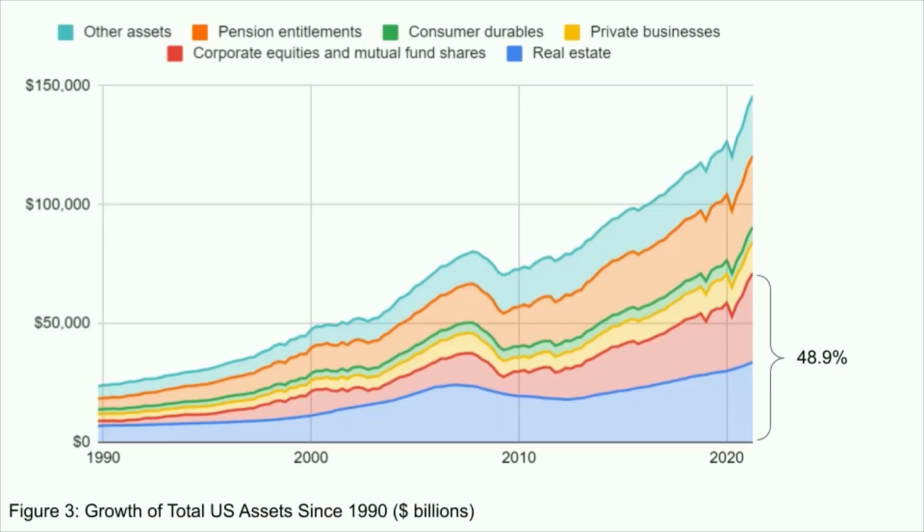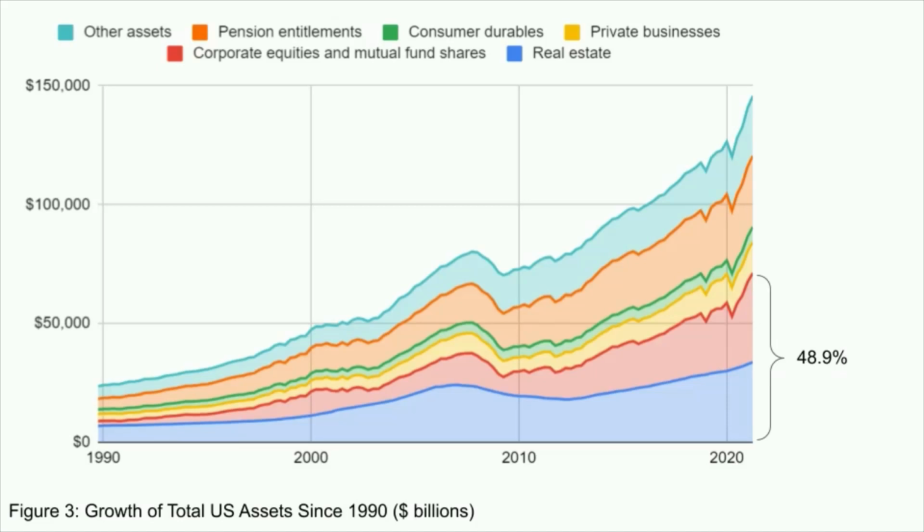Here's a summary of how U.S. assets have grown in nominal terms since the year 1990. Right now I'm focusing on how much assets in each category have grown, and not yet on how they are distributed amongst the different wealth tiers. We can see right away that by far real estate and corporate equities are the largest categories, comprising nearly 50% of the total presently. Pension entitlements are also quite meaningful.